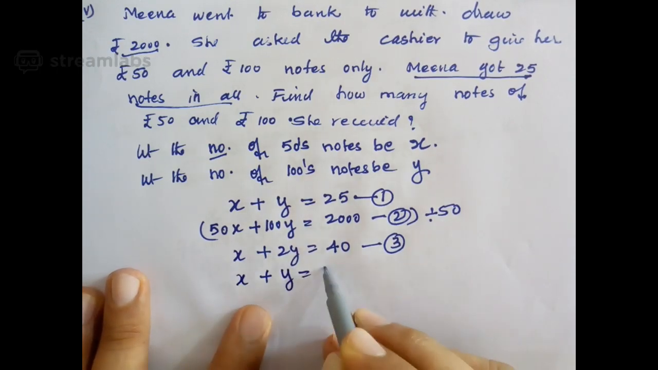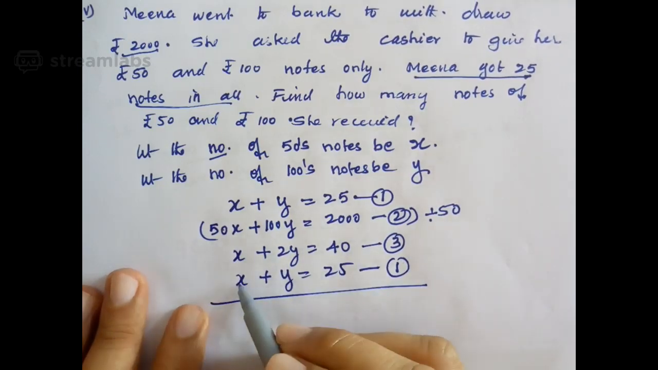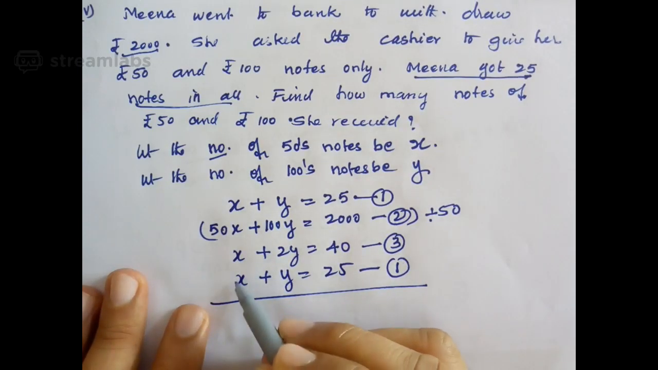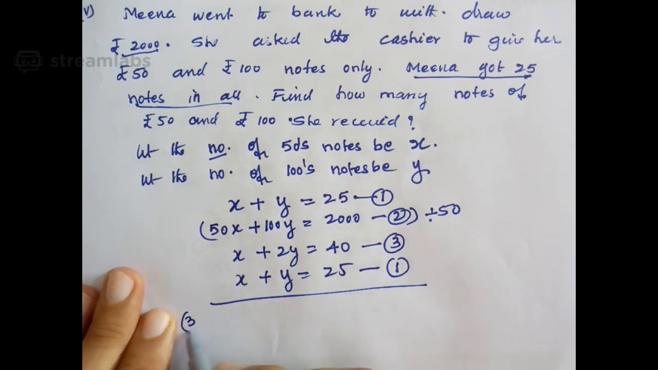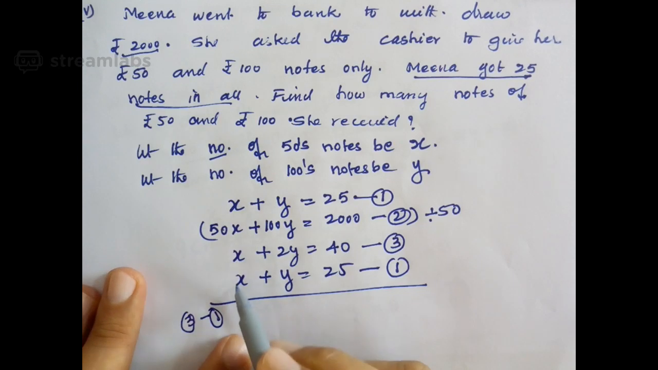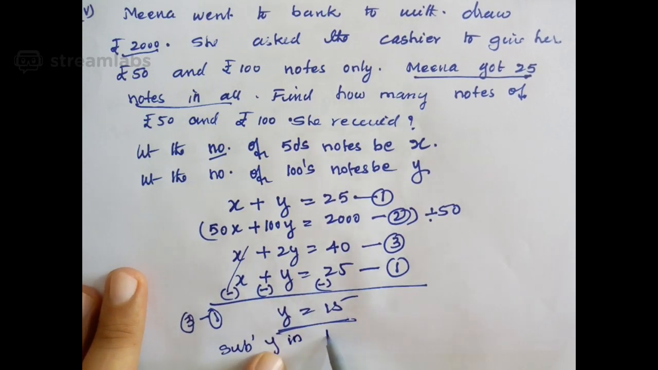x plus y is 25, equation number 1. Now see here, x and x are the same variable term, so you can eliminate this. How? By subtracting 3 minus 1, because this is to be eliminated. So I'll change the sign, minus, and this is minus. x gets cancelled. 2y minus y is 1y is 15, isn't it? y is 15. Now substitute y in 1.